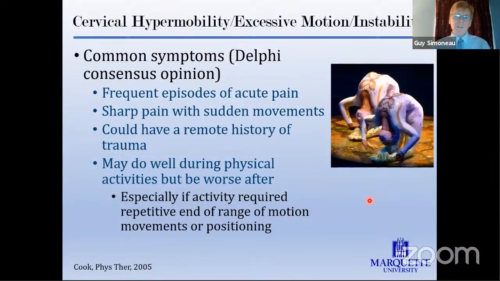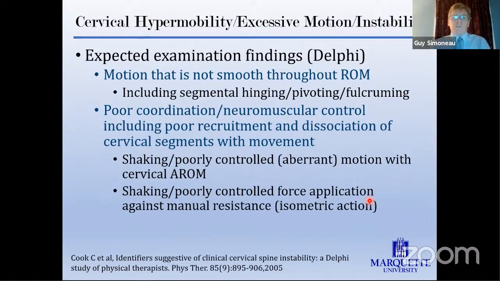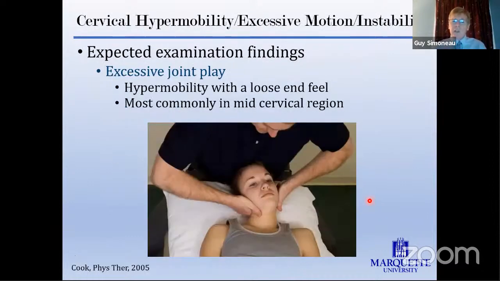But then, especially if they've had to go to end range of motion often, or hold a prolonged position there, after the activities they'll be worse. So what we see with those people is excessive range of motion when we do range of motion evaluation, and excessive intervertebral motion when we assess intervertebral motion with our manual therapy techniques. And then what we also observe is poor quality of motion of the cervical spine, with shakiness, aberrant, kind of out of line motion, and so on. And as I mentioned, hypermobility, especially of the mid-cervical spine, that's typically where you see the hypermobility with that population.